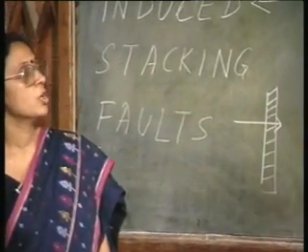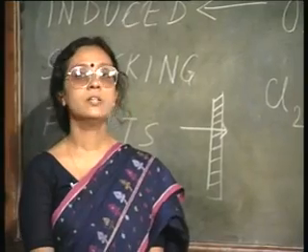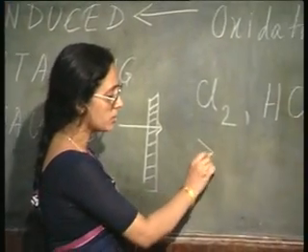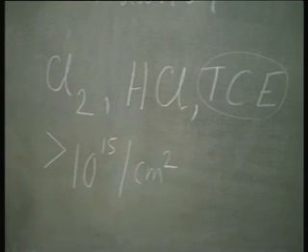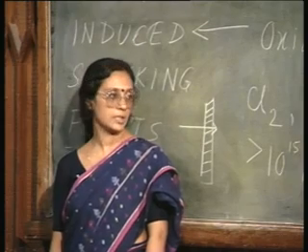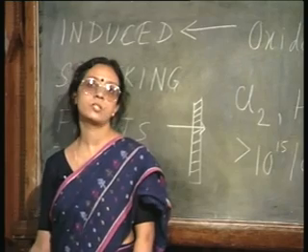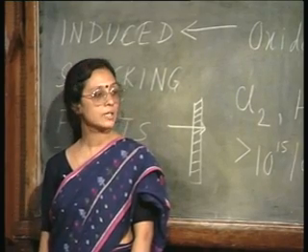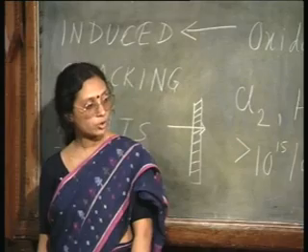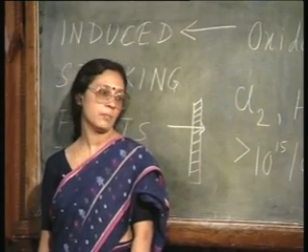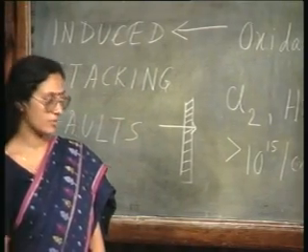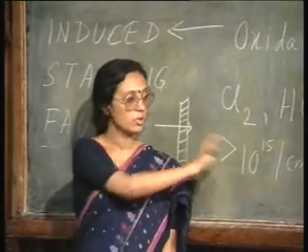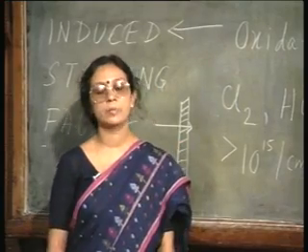But remember, chlorine should be used in very small quantity. If we use, say, larger than 10 power 15 per centimeter square, then we are going to have what is known as halogen pitting. So, chlorine wherever it is used in VLSI processing is used only in very small quantity. In small quantity its effects are beneficial, but if you use it in large quantity, then chlorine is going to cause pitting of the surface, severe damage to the surface, and therefore use of chlorine should be restricted to a minimum.